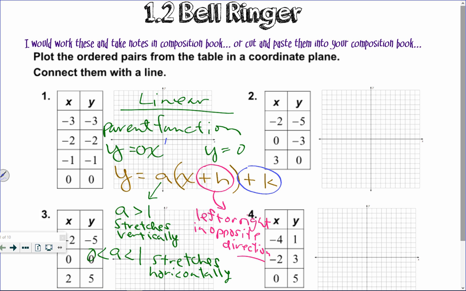What's it change? Which moves up or down, right? Okay, so K moves up or down. Now, do I follow? If it's a plus, then I move up. If it's a minus, I move down. K is the same thing as, in linear, it's the same thing as your B, which is your y-intercept.